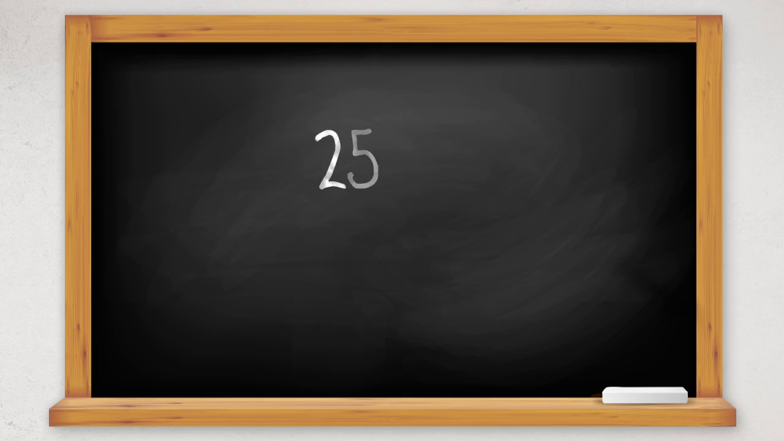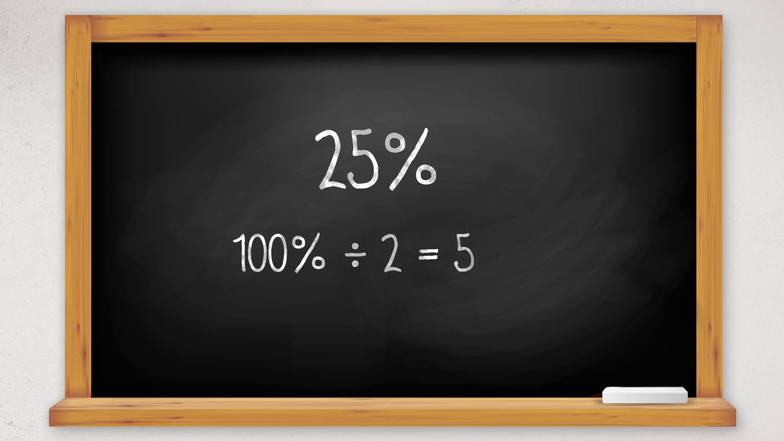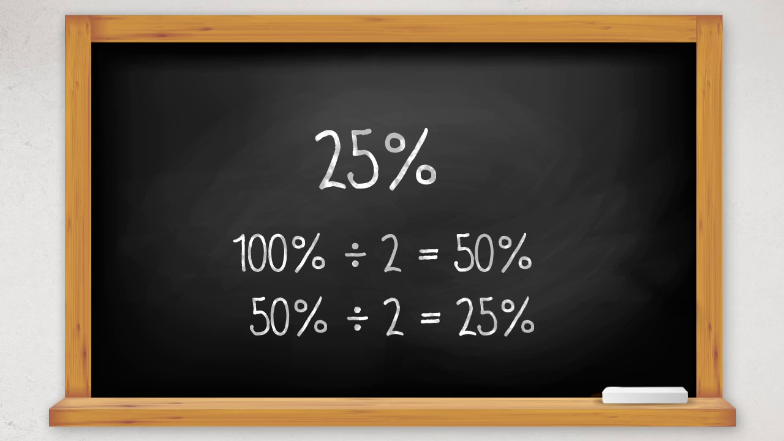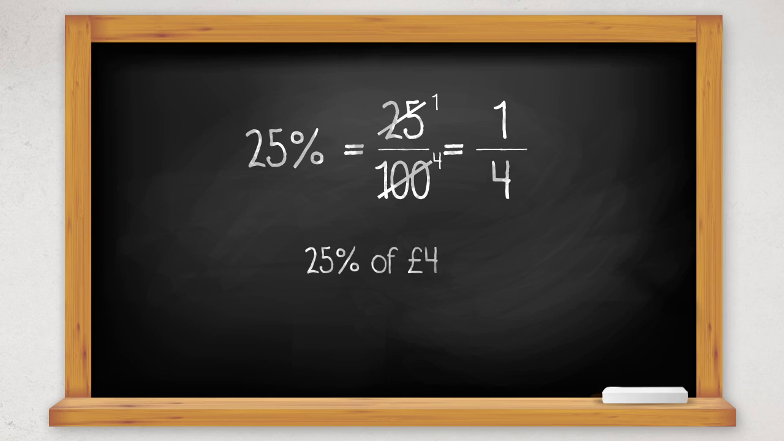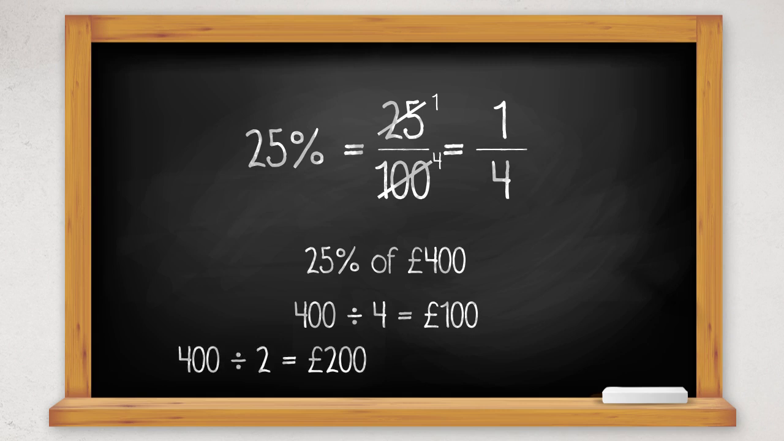To find 25% of something, we could divide by 2 to find 50%, then divide by 2 again to find 25%, since 25 is 50 divided by 2. Or since 25% means 25 out of 100, which cancels down to 1/4, we could just divide by 4. So to find 25% of £400, we could either work out 400 divided by 4, which equals £100, or we could divide 400 by 2 to get £200, then divide £200 by 2 to get £100.